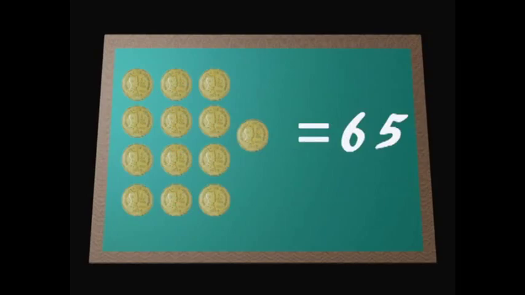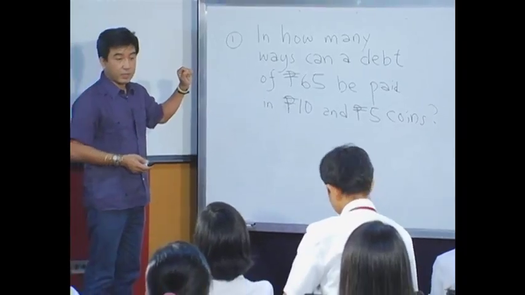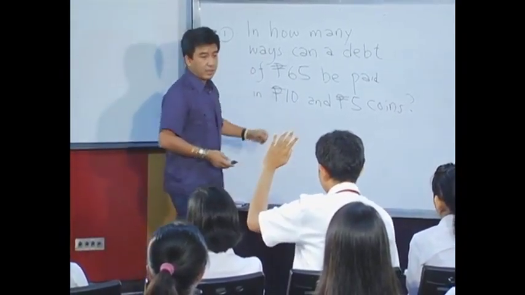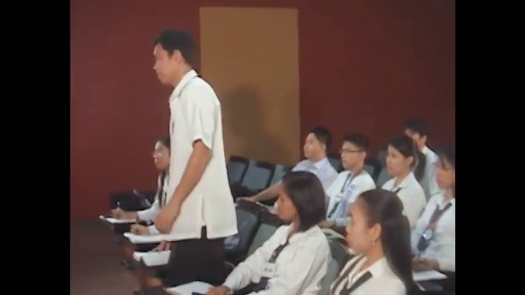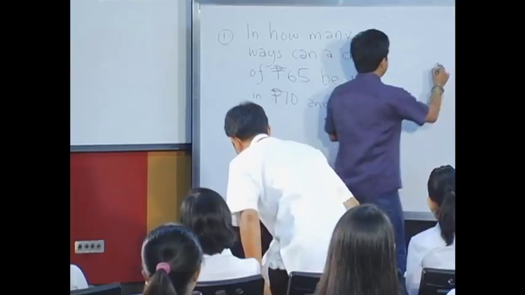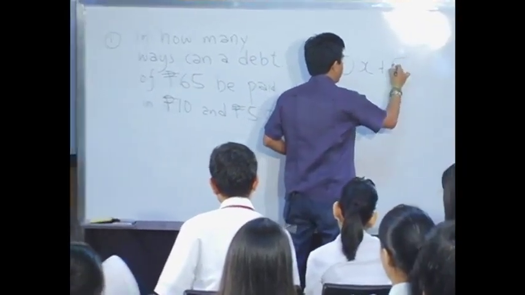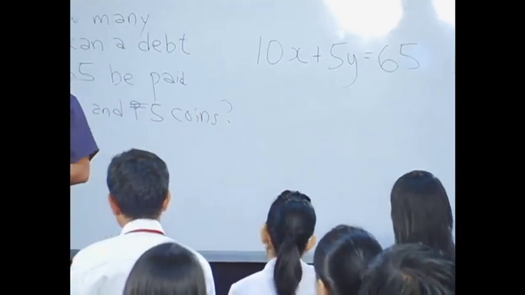And of course, we can express this algebraically. Can you think of the equation? Yes, Alvin. That's 65 is equal to 10x plus 5y. 10x plus 5y, 65. No? So 10x plus 5y is equal to 65. This is an example of a Diophantine equation.